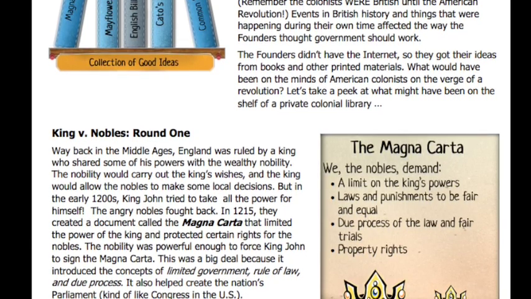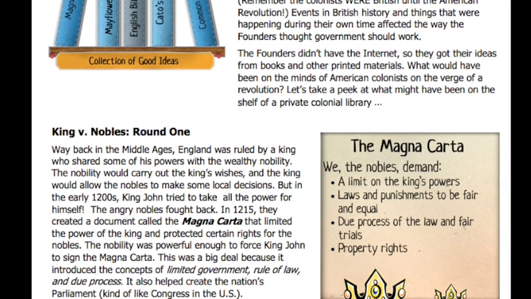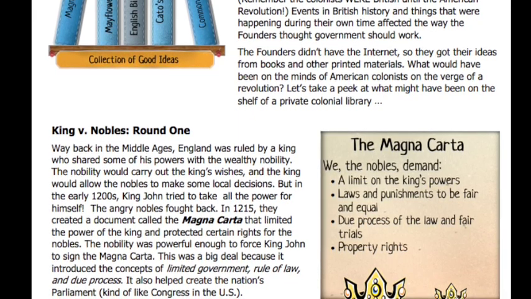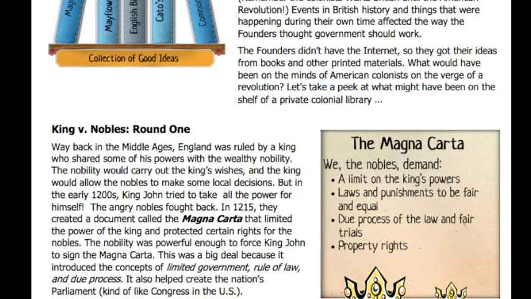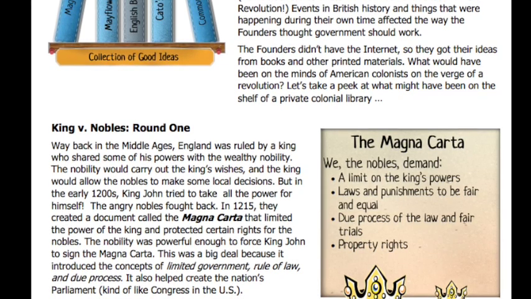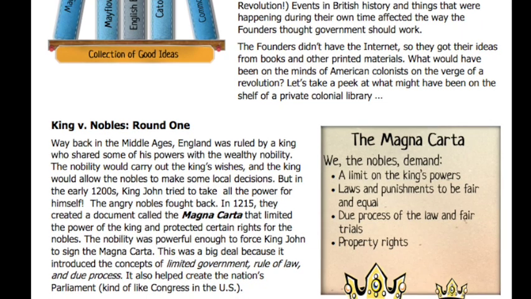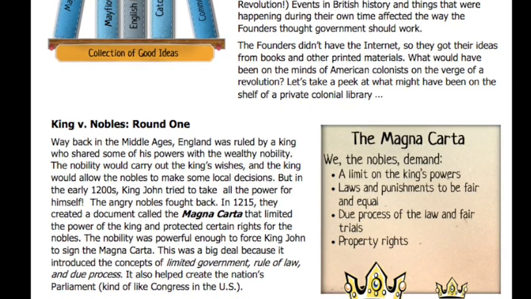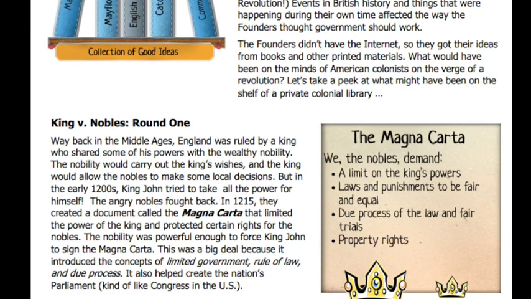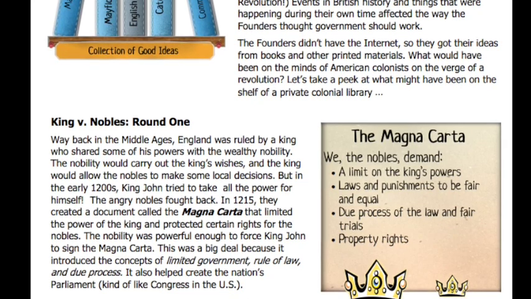This was a big deal because it introduced the concepts of limited government, rule of law, and due process. Underline or highlight those, and then put a star next to that on the side, because those are the reasons why the Magna Carta is important, because it came up with the idea of limited government, which means putting limits on the government, not letting the government have all the power.